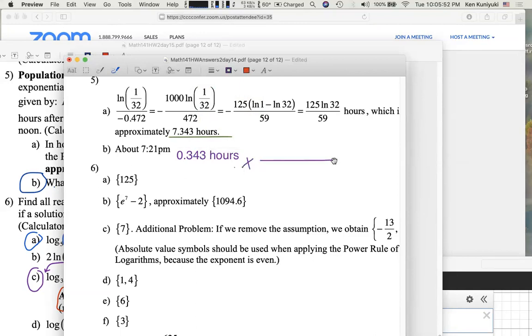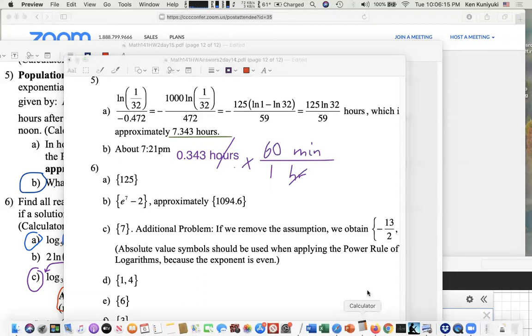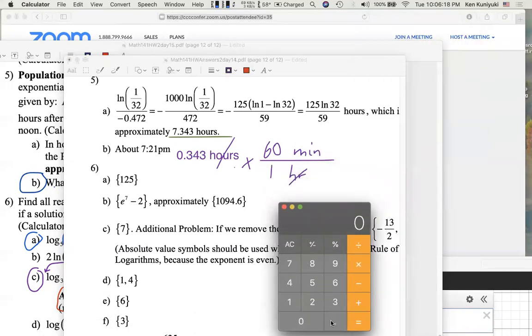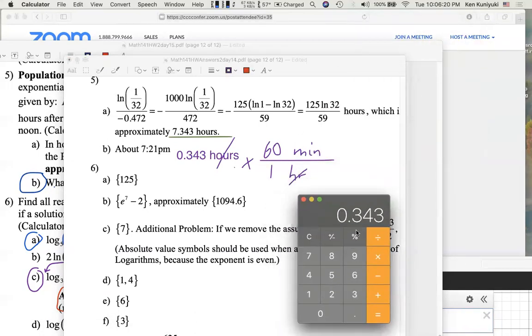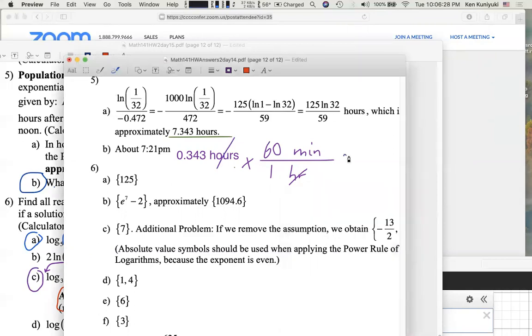multiplying by 1, remember, that's the goal. We have hours here, so you want to put the unit you want to kill off down here. So we want hours down here as well, so we can cancel these out. How many minutes are in an hour? The answer is 60. So then you can convert hours to minutes. 0.343 times 60 equals, and that rounds off to 21.